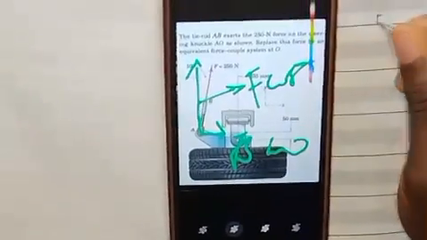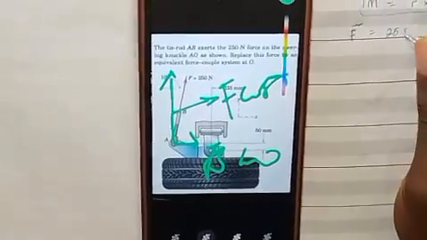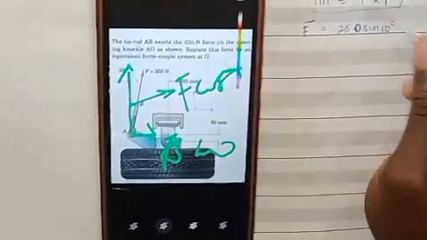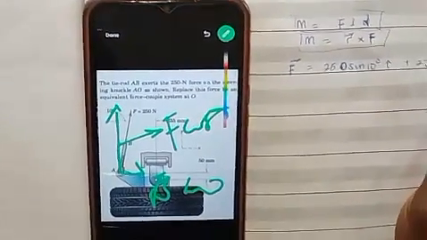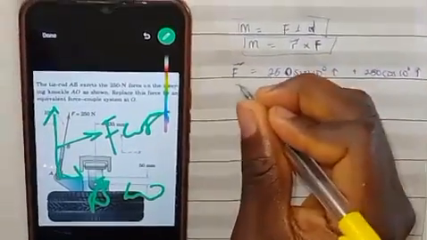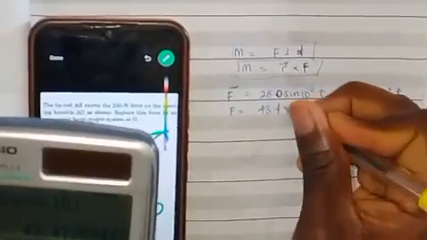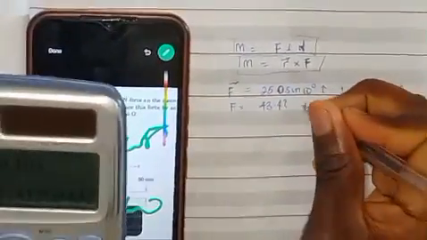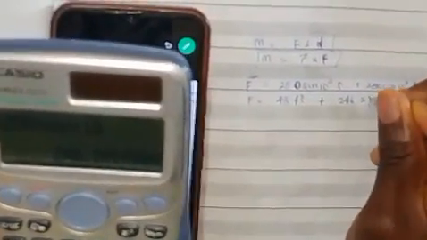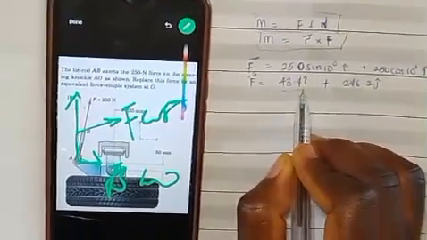So let's write our f in vector form. That means we'll be having 250 sine of 10 in the i direction plus 250 cos of 10 in the j direction. So f is 0.4 in the i direction plus, for our j direction, 46.2 in the j direction. As you can see, we've represented this particular force in vector form.